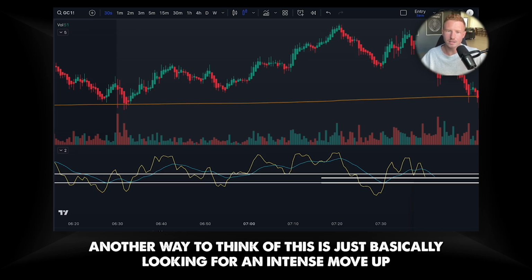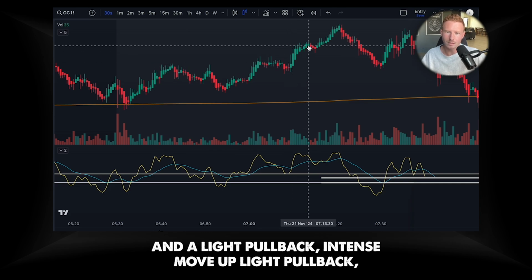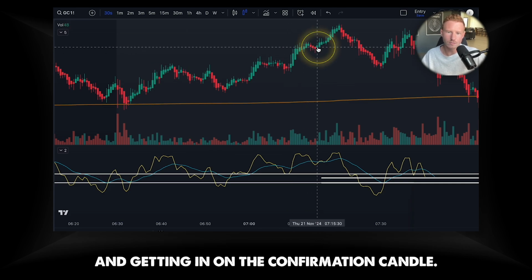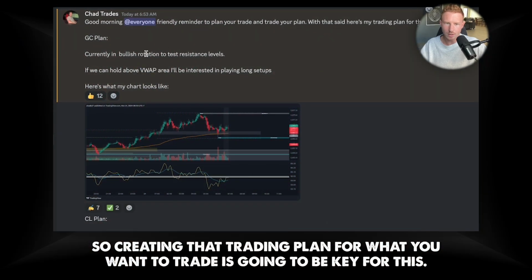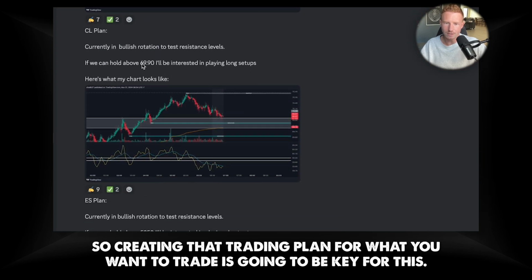Another way to think of this is just basically looking for an intense move up and a light pullback. Intense move up, light pullback, and getting in on the confirmation candle. So creating that trading plan for what you want to trade is going to be key for this.